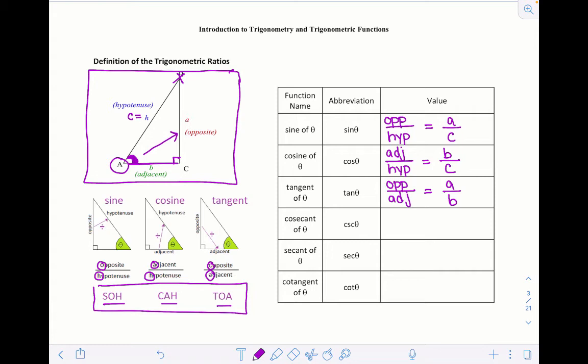All right, so there's still three more. The three more definitions are the reciprocals. So what I would recommend is just knowing which ones go together. So the last one is probably the most straightforward in that tangent and cotangent, well, the names are similar, so it makes sense that those would be reciprocals of one another. So that means that the definition for cotangent is adjacent over opposite, which is B over A.